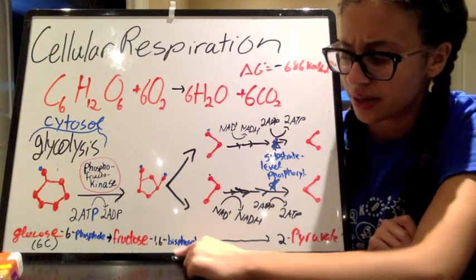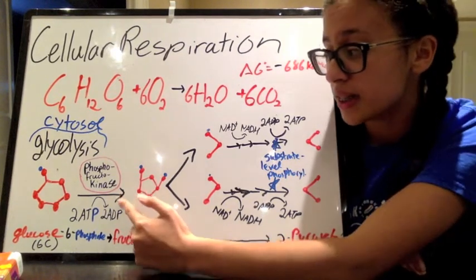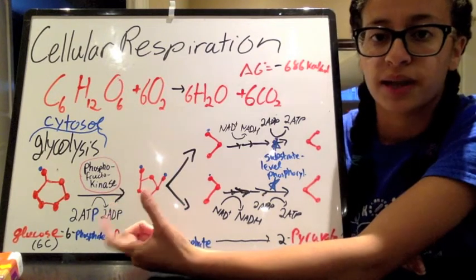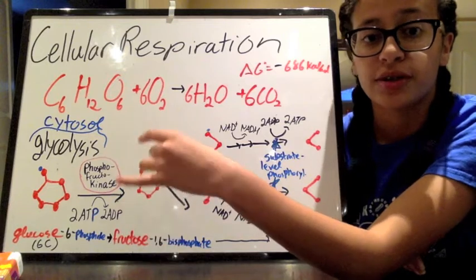Wait a minute, we gained a phosphate. How did we do that? Well, we actually use this thing called a kinase. In this case, it was phosphofructokinase. Now, a kinase is a type of enzyme that transfers phosphates.